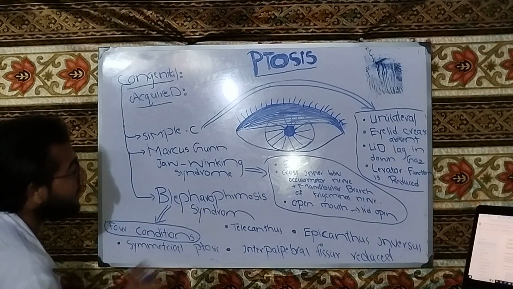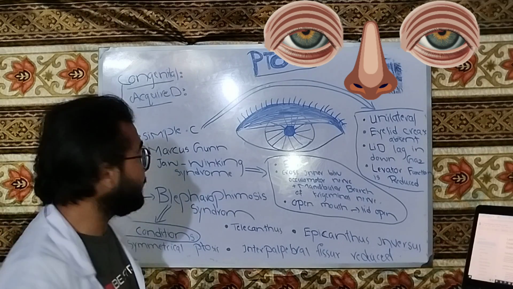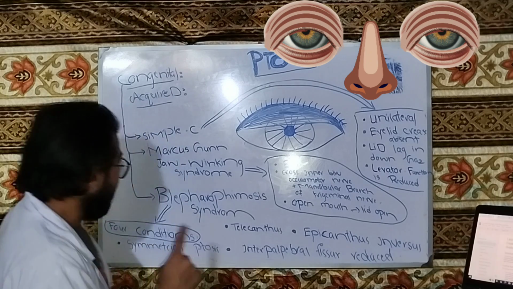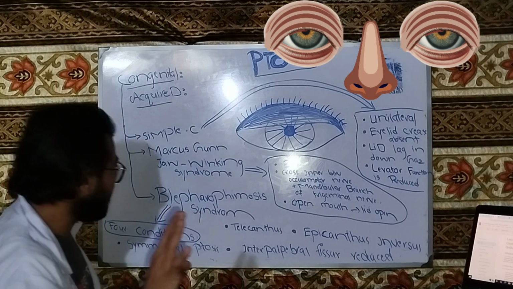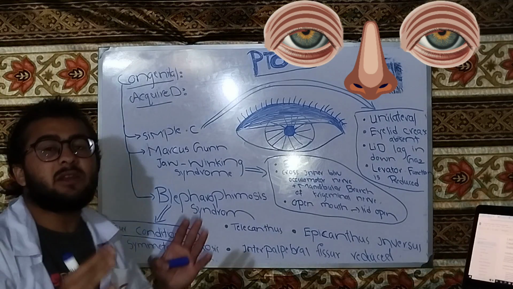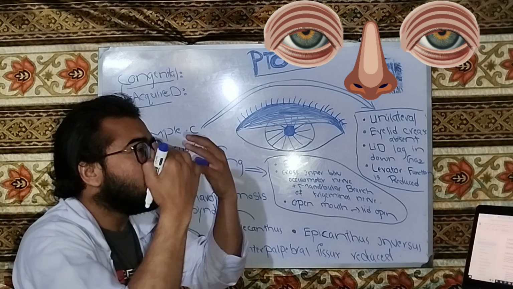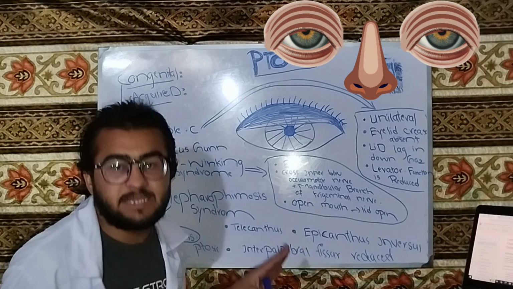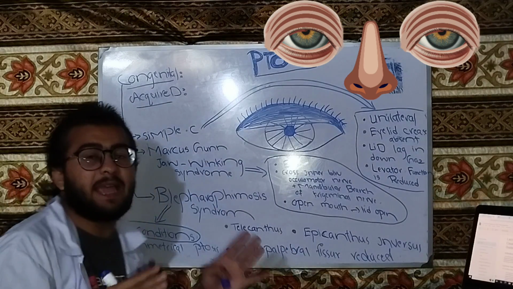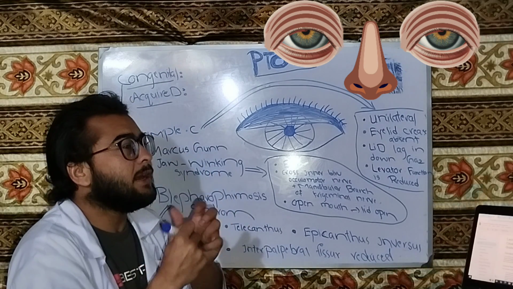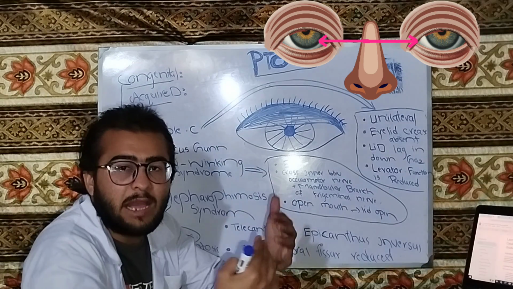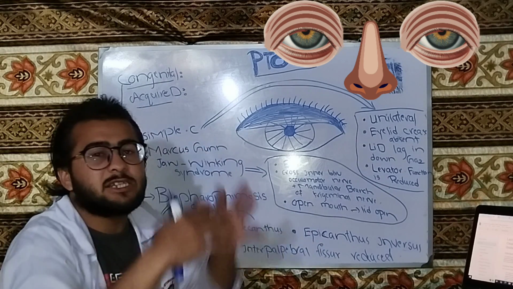The third one is blepharophimosis syndrome. In blepharophimosis syndrome, this is the condition of 4. What is 4? There are 4 signs and symptoms in the patient. First of all, there will be bilateral symmetrical ptosis. So there will be ptosis in both eyes, and it will be symmetrical. There will also be telecanthus. Telecanthus is the distance between the two medial canthi of the two eyes. So this distance will increase.